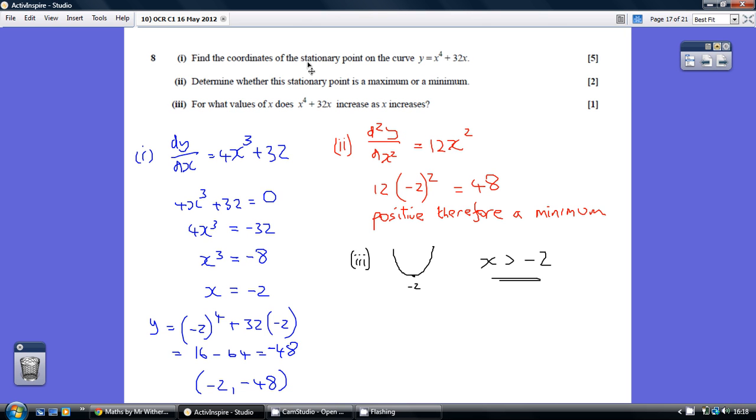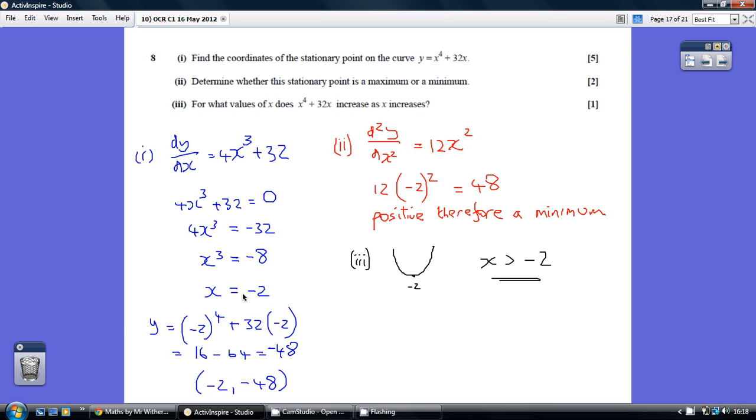Well, we want a stationary point, so either a maximum or a minimum. So if we work out where the gradient equals 0, so set this to 0, take away 32 from both sides, divide by 4 and cube root, we get x being minus 2.